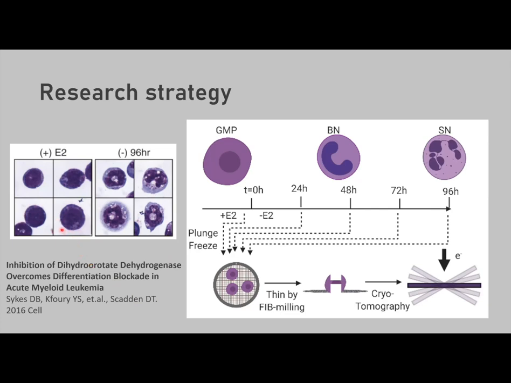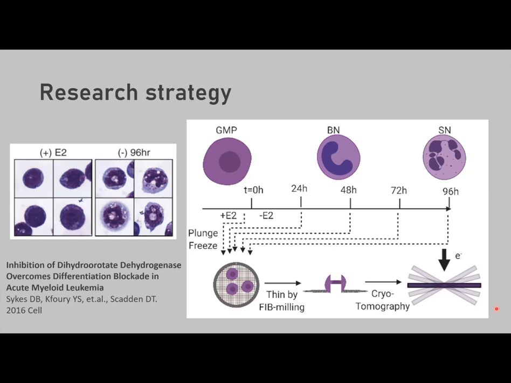So if you culture these cells in the presence of estrogen, they will divide and stay progenitor-like. But once you withdraw estrogen, they kind of differentiate out into final blood cells. And the clone we have mostly differentiates out into neutrophils. And so you can do this beautiful experiment where you take cells at different time points after differentiation, plunge freeze them, and then you can FIB-mill them and image them with cryo-EM to basically start developing ways to quantify the changes in cellular state by cryo-EM.